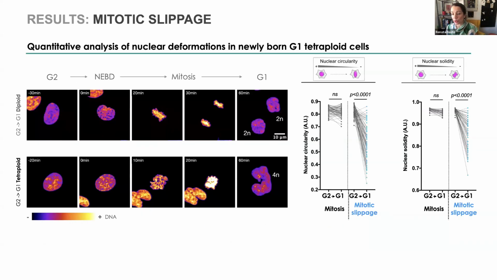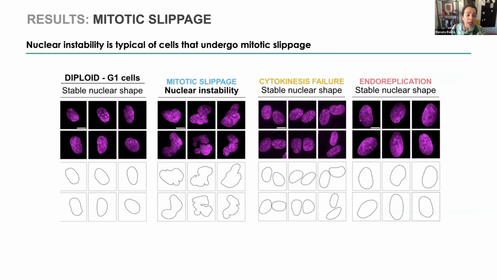I'm going to show you this kind of measure throughout my talk, where nuclear circularity is measured to show how close to one, to a circle, these nuclei are. And you can see that a cell that undergoes mitotic slippage has very low levels. And nuclear solidity measures the levels of invagination, where you can see that they're also quite low in cells that undergo mitotic slippage compared to mitosis.